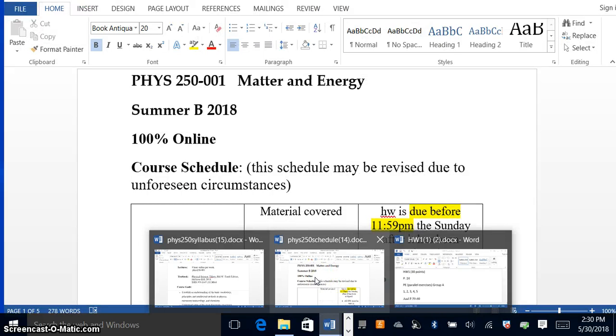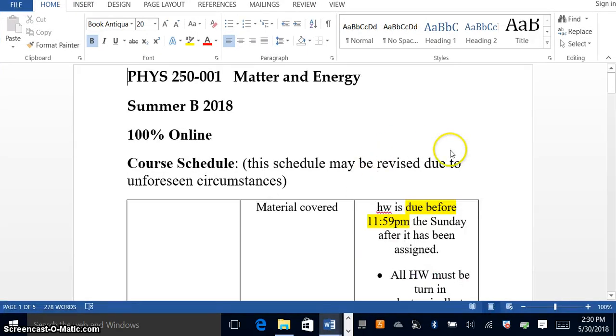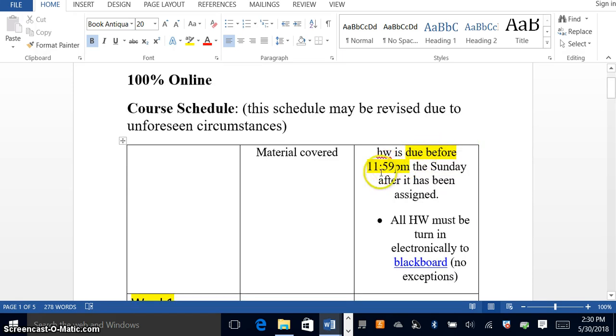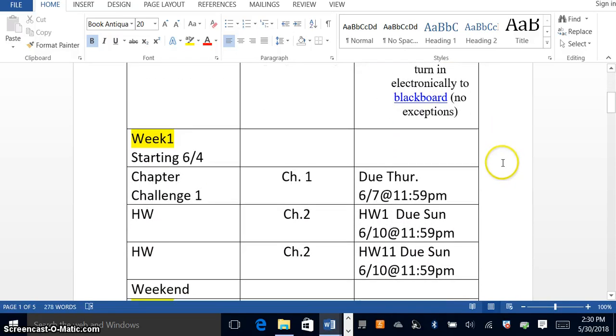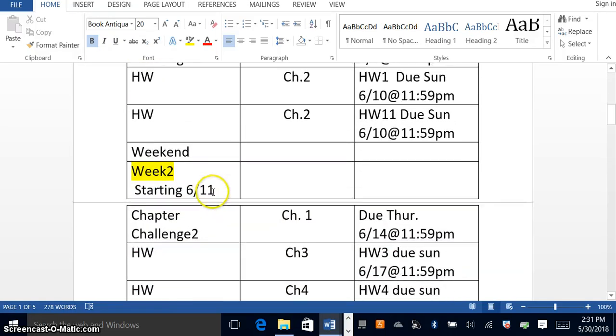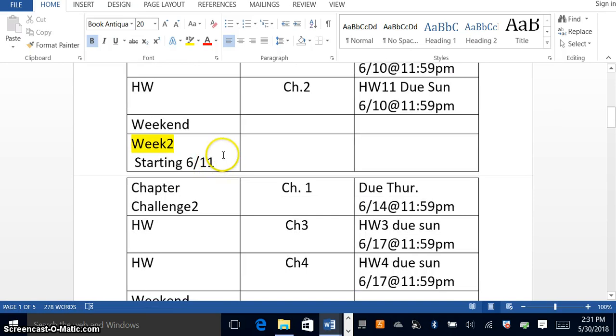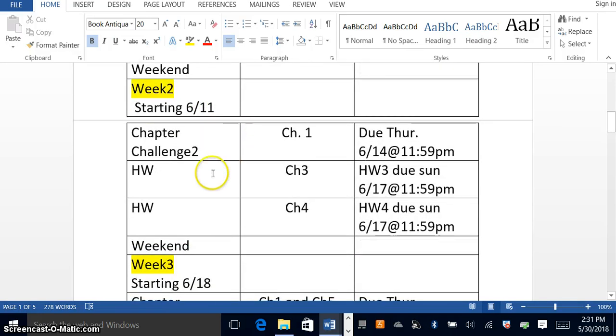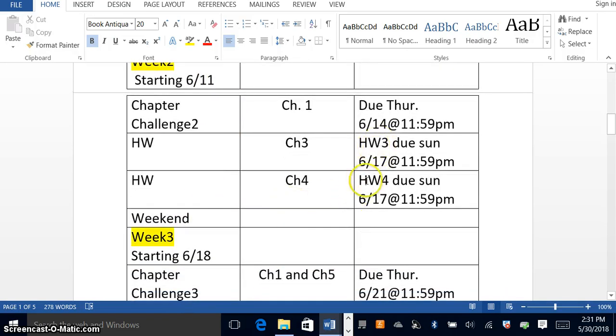So let's start with, I guess, the schedule. Okay, so here's the schedule. Notice each homework is always due a minute before midnight on Sunday of that particular week. For example, the first week, it's homeworks 1 and 2. Notice, of course, that each week we have a chapter challenge. So there's the next week, week 2, and there's the next chapter challenge, and then the next two homeworks, 3 and 4.